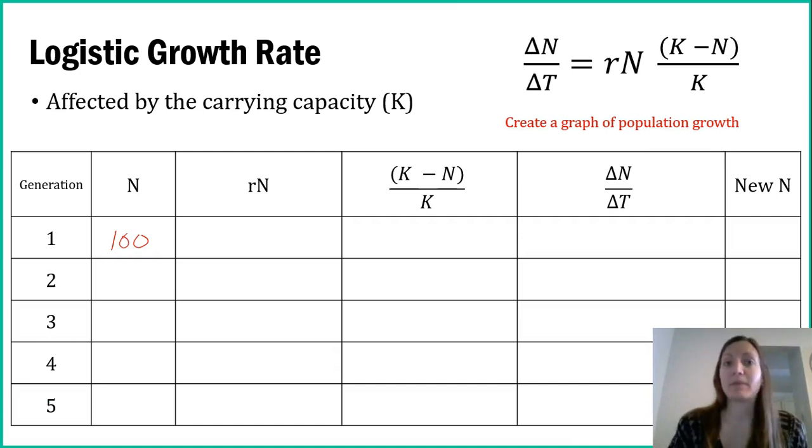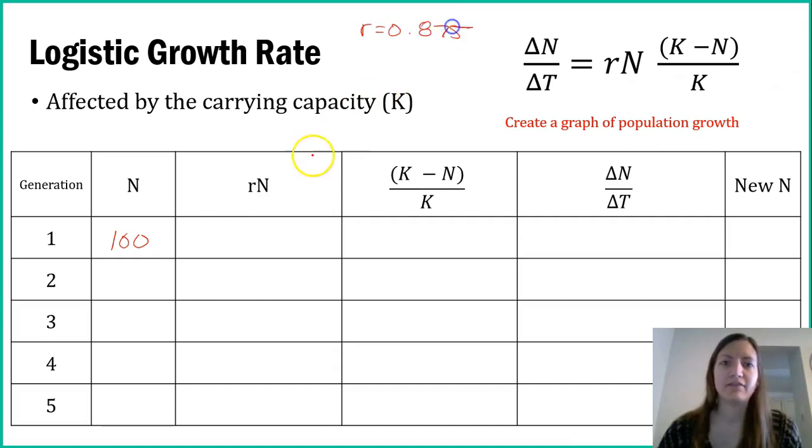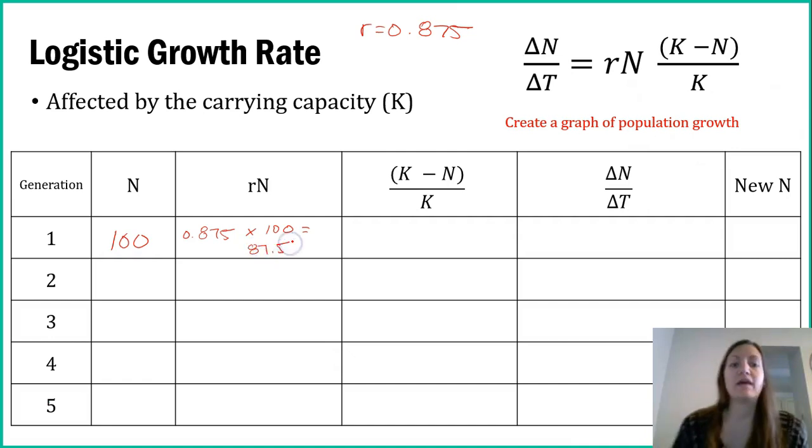So like before, I'm going to go through the first 2 rows together. Then you'll pause this video and come back to view those answers. So our R, as a recap, is 0.875. So R times n is 0.875 times our n, which is 100, and this is going to equal 87.5. We saw this with exponential growth. This is actually the very first and same thing as exponential growth.